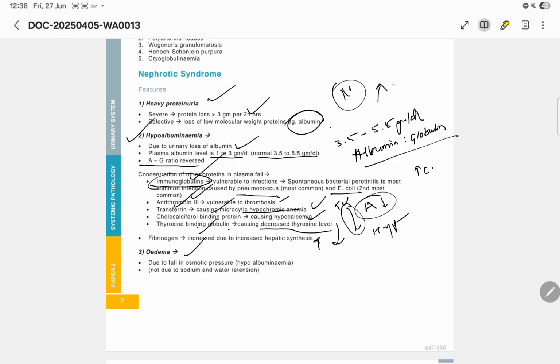Then edema. In nephritic syndrome, the edema is caused by water and sodium retention. But here it is due to the fall of osmotic pressure, that is, the decrease in albumin. It is not due to sodium and water retention. This is to be noted.